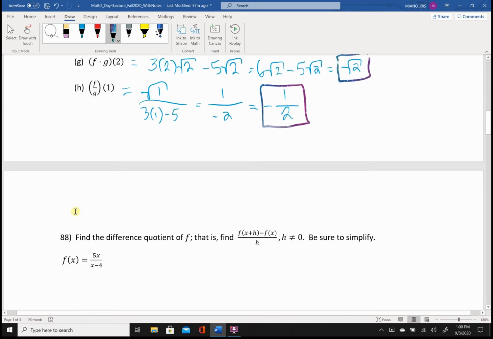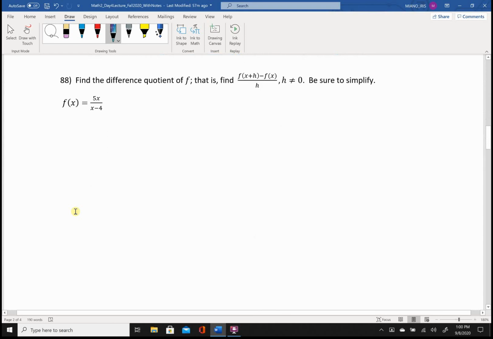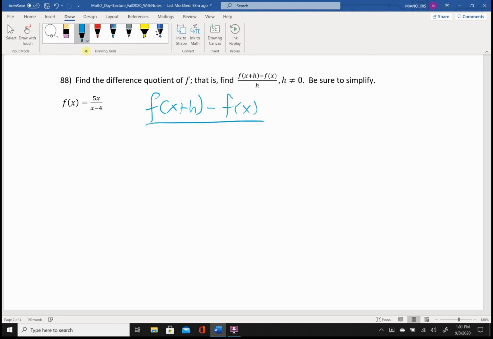Okay, great. Moving on. Let's find the difference quotient of f. That is, find f of x plus h minus f of x all over h. Of course, h cannot equal 0, and let's be sure to simplify. Okay, so moving on. Difference quotient. So take this into account here. This is your f of x. So your f of x plus h, sorry, minus f of x all over h.